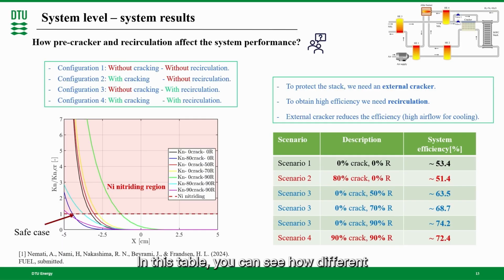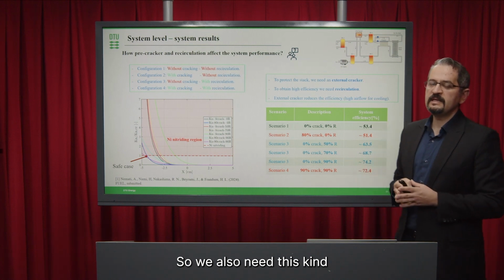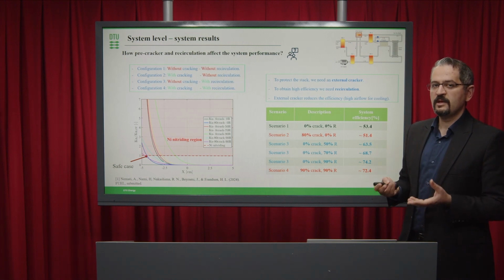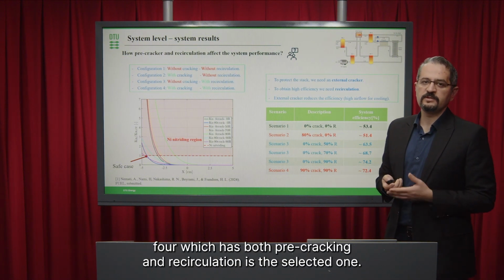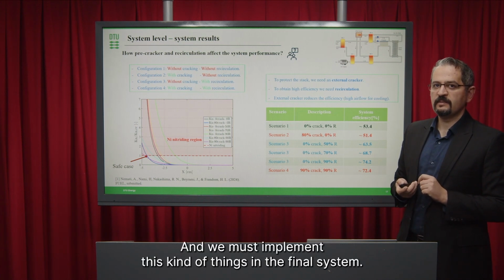In this table, you can see how different recirculation rates affect the efficiency of the system. As you can see, by increasing the recirculation, we can increase our efficiency considerably, and we reach very high levels of efficiency. So we also need this kind of recirculation to improve the performance. So by these analyses, we find out that configuration 4, which has both pre-cracking and recirculation, is the selected one. And we must implement this kind of thing in the final system.